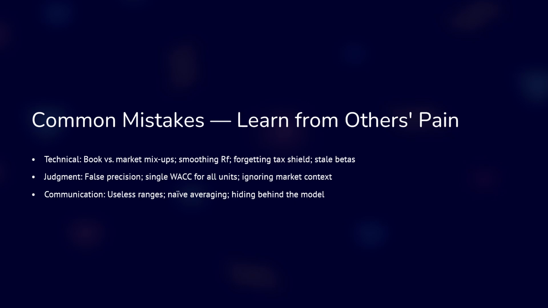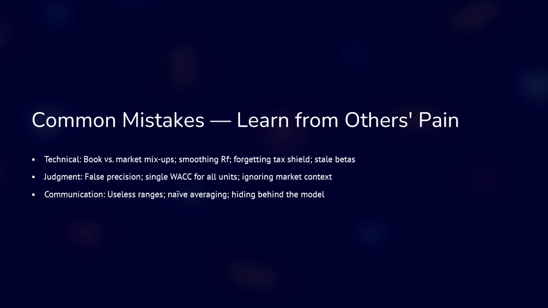I want to talk about some common mistakes, okay? Let me give you some examples of technical disasters. I used book values because they're more stable. I used 5-year average treasury rates to smooth out the volatility. I forgot the tax shield on debt. My beta came from 2019 data because it was more reliable.